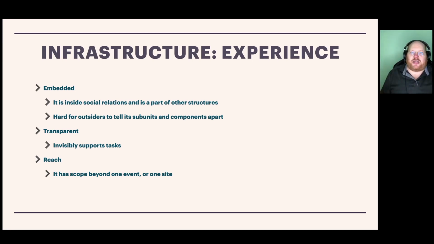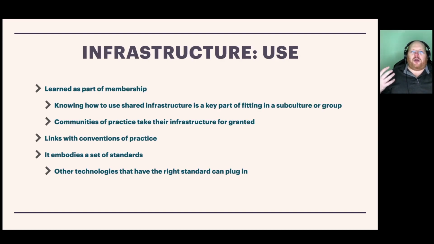Similarly, it has broad reach. Infrastructure is not just one event, one site, one specific thing. It's a range of things together that a lot of people can use in a lot of different places. Learning infrastructure indicates membership to a group. It can be necessary to join a subculture, for example, like IRC back in the 90s. So if you had to learn how it worked, then you could be part of the community, and IRC was just an infrastructure. There are communities of practice. Basically, the people that use it forget that they're relying on it.